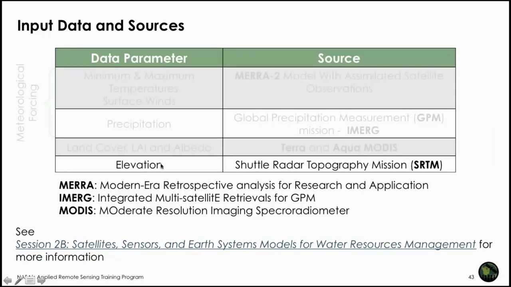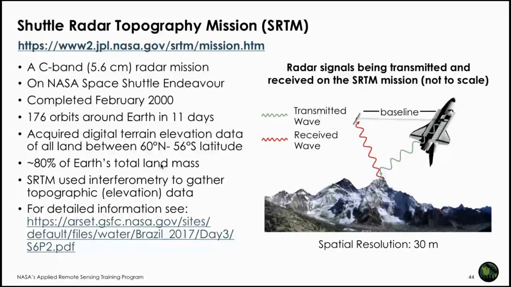So finally, we come to elevation data from the Shuttle Radar Topography Mission. Here is again a link where a lot of details can be found about SRTM elevation data and other elevation data as well. But the brief description is that in 2000, Space Shuttle Endeavour carried a C-band radar, and based on interferometry, using this radar, about 116 orbits around Earth for 11 days were collected. And based on the radar waves transmitted and received, by analyzing them, elevation was put together.